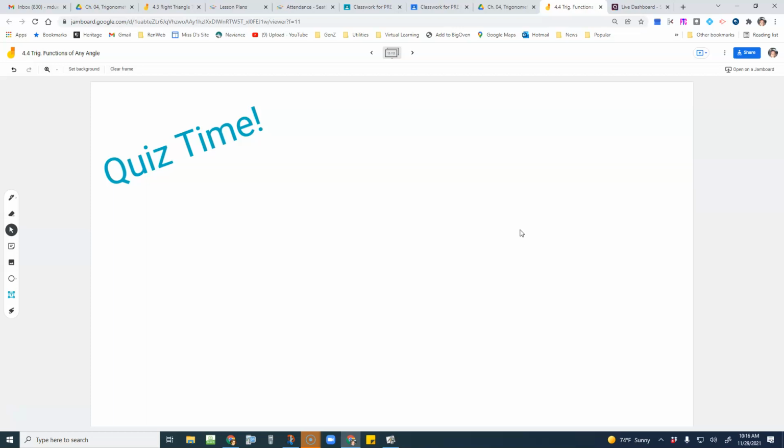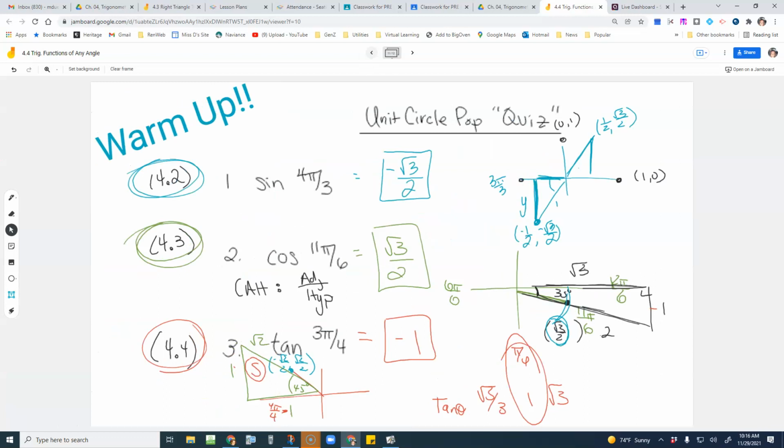So will it just be like find the cosine of 5 pi over 4? Yeah, it'll literally be like this, with a sine of a random angle between 0 and 2 pi, a cosine of a random angle, a tangent of a random angle, and then a bonus of a cosecant or secant or cotangent of a random angle. But just that concept, not something else. That's it.